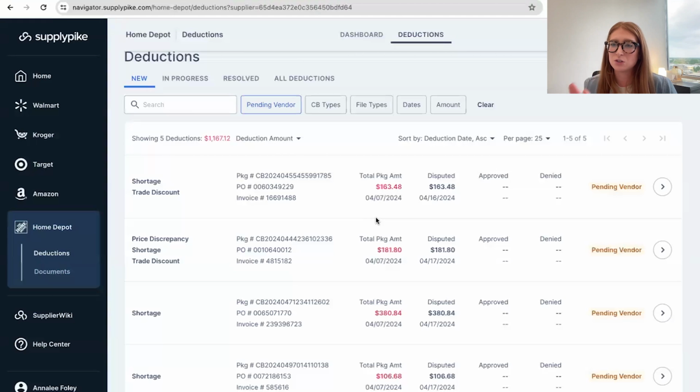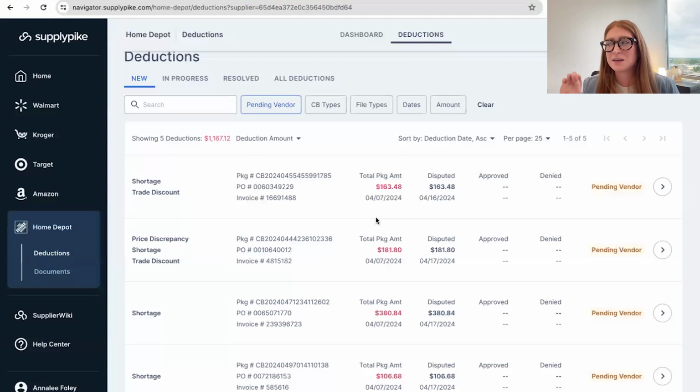So it's going to be a really great tool. I'm also thinking about it too, if you do have a threshold today that you're not disputing under, this is a really great way to say, I wasn't going to get to these in the first place, so let's go ahead and have SupplyPike automatically dispute them and then see what we win back. So a really great way to get that set up too. You already weren't going to get to them maybe, so let's just dispute them and see what Home Depot has to say. So really excited to provide that tool.